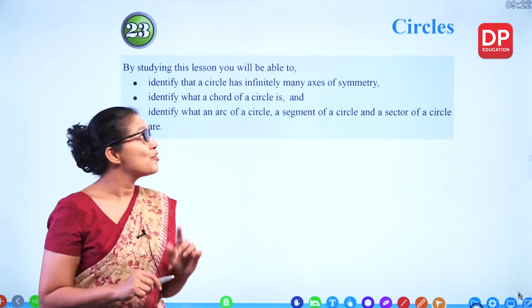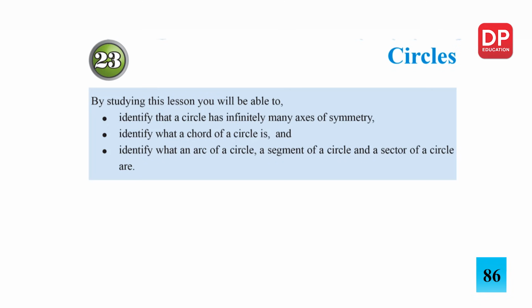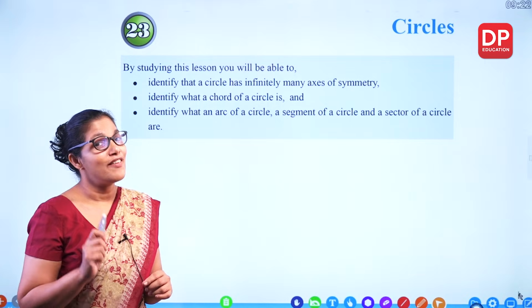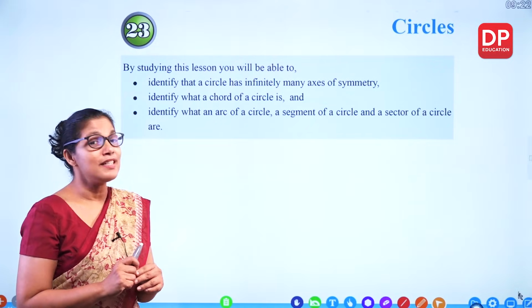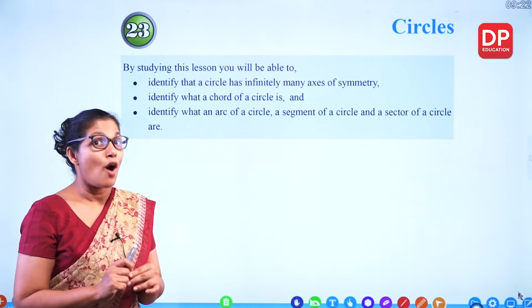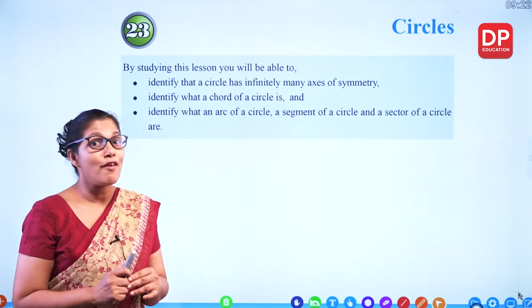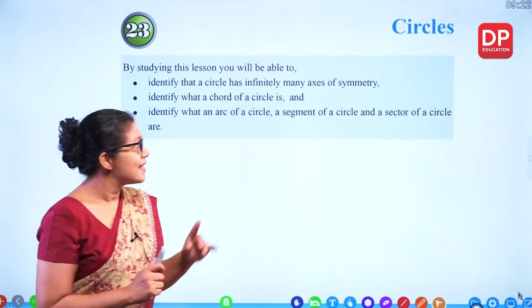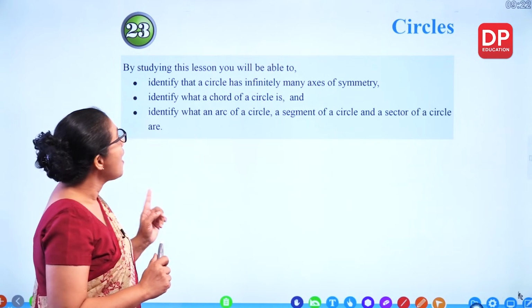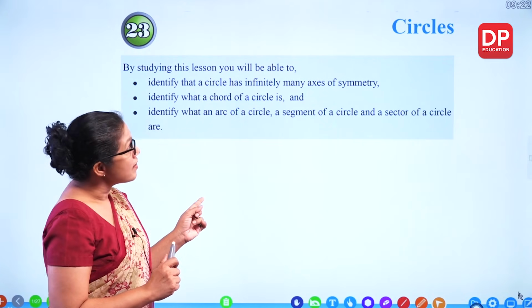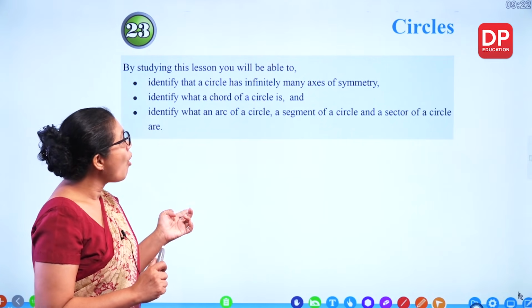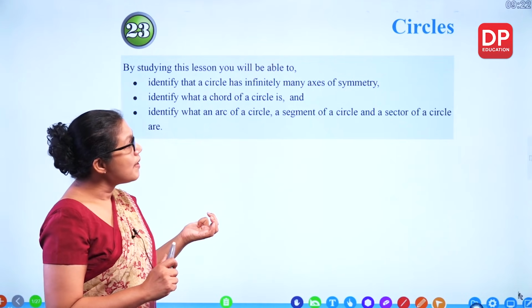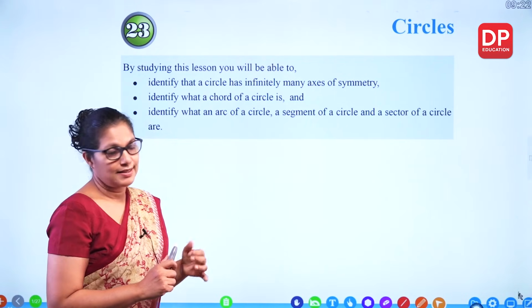Hello children, today I am here to teach you chapter 23 in your textbook, that's circles. In grade 6 and 7 you learnt about circles and now you know how to use the pair of compasses to draw circles. In this lesson we identify axis of symmetry, chord, what is a segment, a sector.